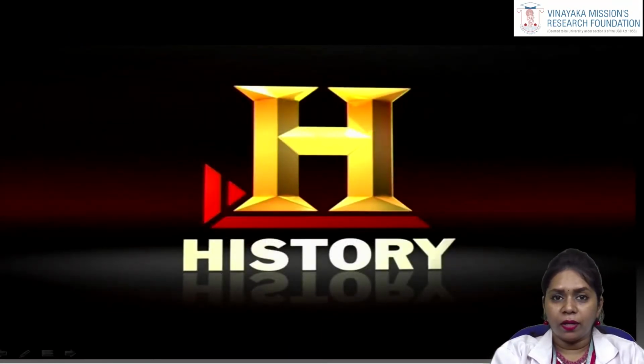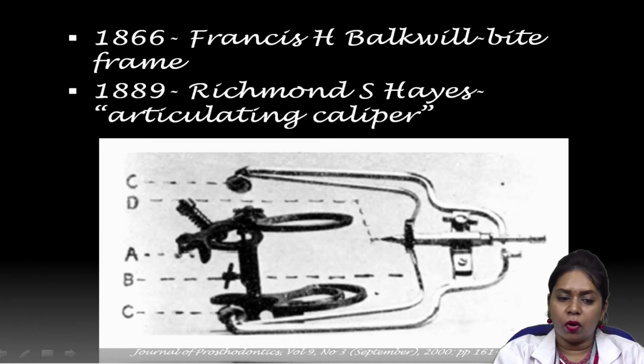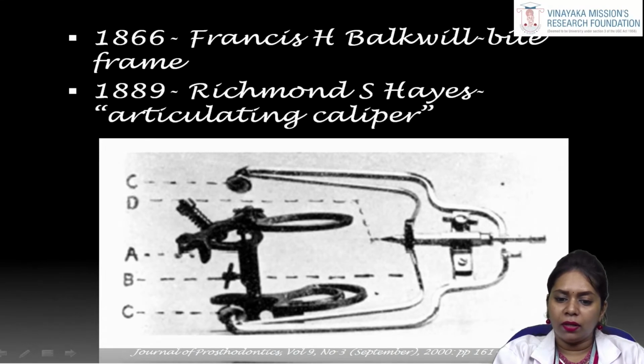How did it come into existence and what are the various versions of facebow that have led to the facebow that we use today? In June of 1866, Francis H. Baldwin made a historic presentation to the Odontological Society of Great Britain. He believed it was impractical to measure the angle of condylar inclination in living subjects.